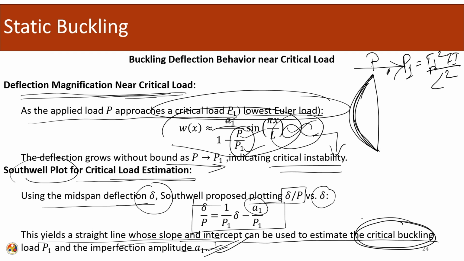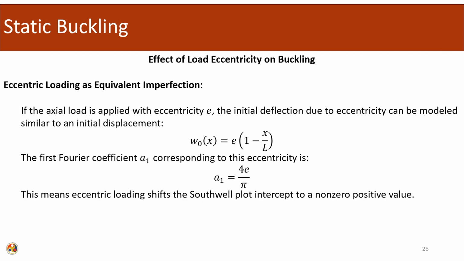Next we see the effect of load eccentricity on buckling. First we saw the effect of the imperfections on the buckling load. Now we are seeing the effect of the load eccentricity on the buckling load. So, eccentric load is used as an equivalent imperfection. We are using the same formulations, so we are modeling the eccentricity as an imperfection.